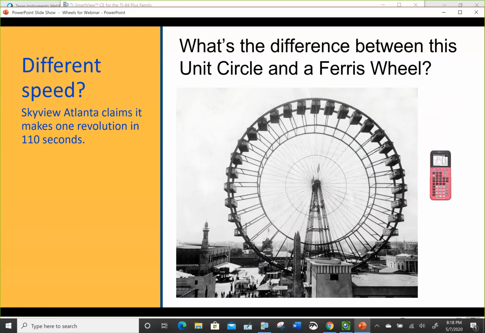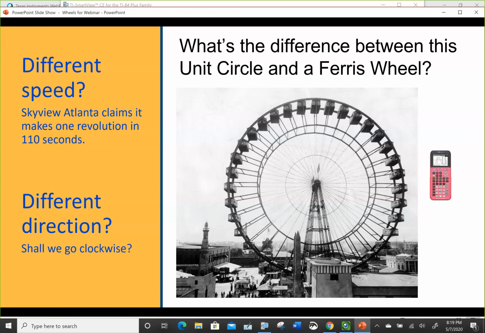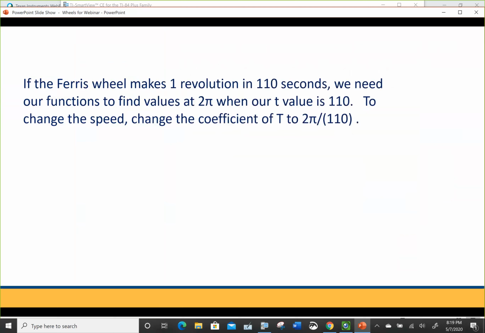Another difference is, what if it goes in a different direction? Now, direction really is arbitrary. It depends on what side of the Ferris wheel you're standing on. But could we make this go clockwise instead of counterclockwise? Let's give it a shot. If the Ferris wheel makes one revolution in 110 seconds, we need our functions to find values of 2 pi when the t-value is 110. To change the speed, we can change the coefficient of t to be 2 pi divided by 110.